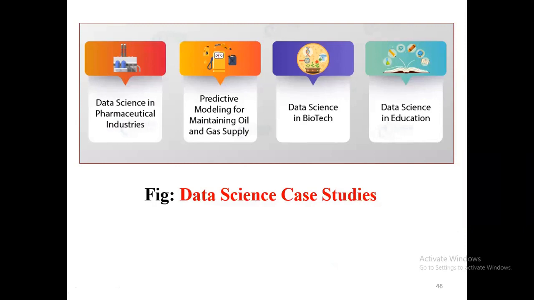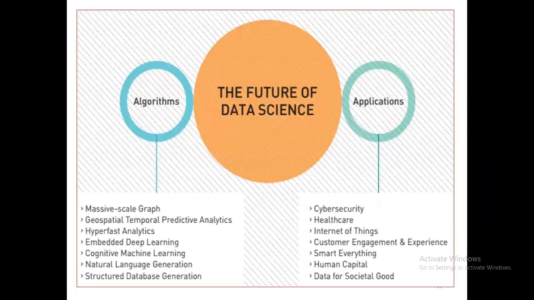So the future of data science algorithms, especially, we are using massive scale graphing algorithms, geospatial temporal predictive analytics, hyper fast analytics, embedded deep learning, cognitive machine learning, natural language algorithms, and AI techniques. Applications in the future of data science: cyber security applications, healthcare data analytics, IoT, Internet of Things applications, smart everything, customer engagement expertise, and data for societal good purposes.